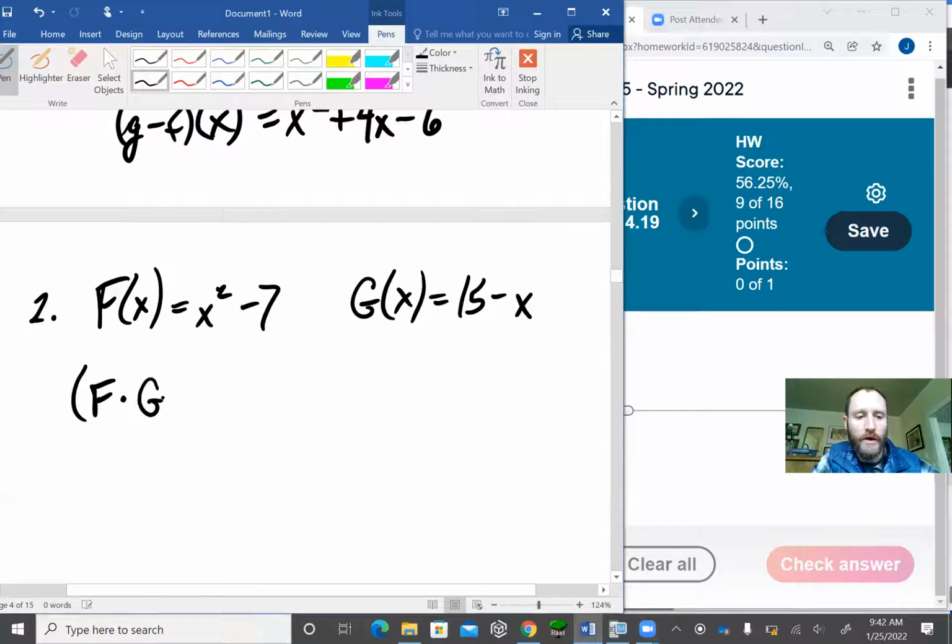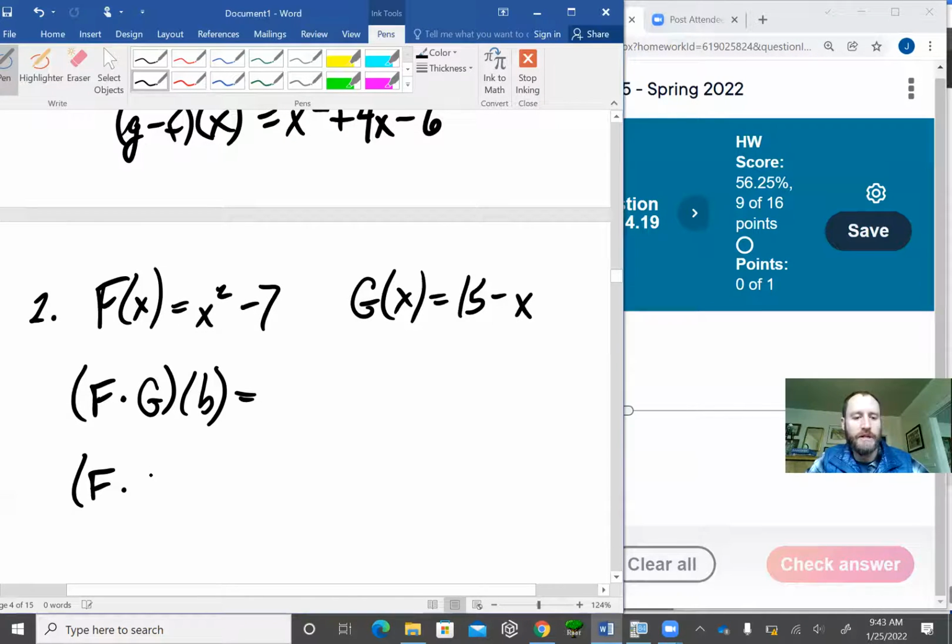That's kind of weird, right? Why are they doing b? Well, b would stand for some spot. It's our particular point we're interested in, but instead of saying let's find f times g of 4 or f times g of 5, we're just going to call it b. I don't know why. But anyway, it's the exact same thing. We're going to find f times g of x, and then when we find that new formula, we're just going to substitute b in for the x.